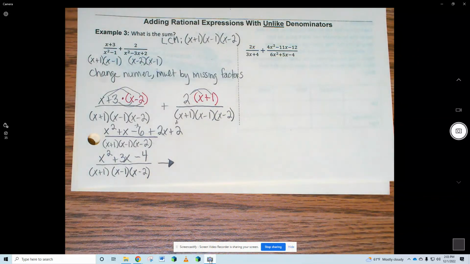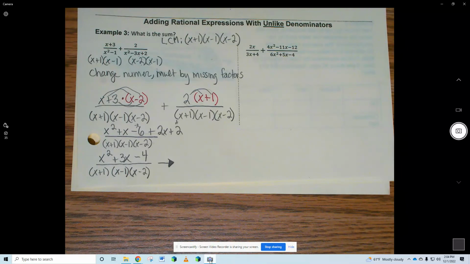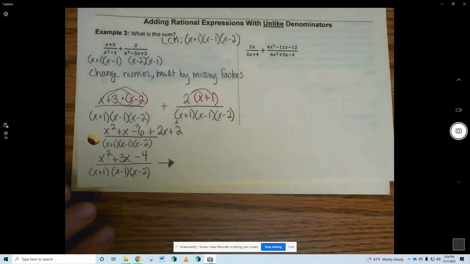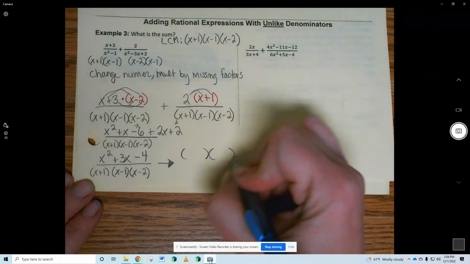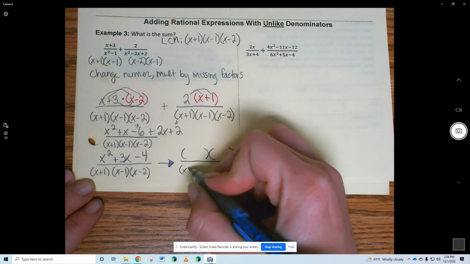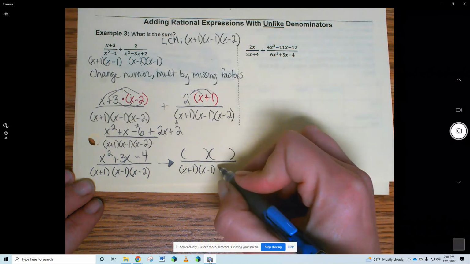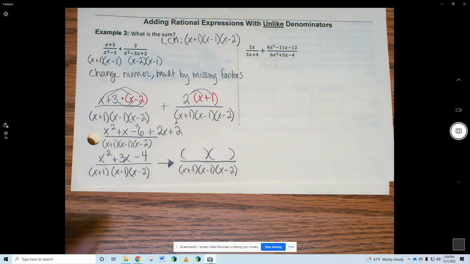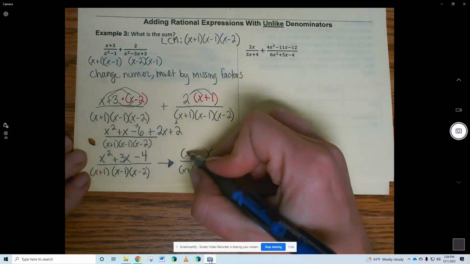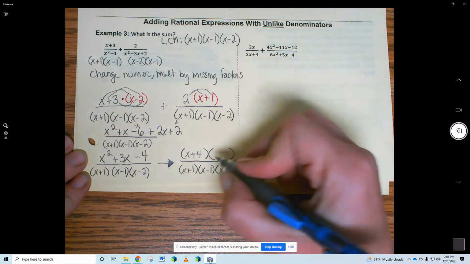If my end goal is to be able to cancel out some of these parentheses, I have to now factor this. So I'm writing down and multiplying, getting a long trinomial, polynomial, and then refactoring it. Simplest form is factored form. What is my factored form of the numerator? What two numbers multiply to make negative 4 and add up to 3? Okay, x plus 4, x minus 1.